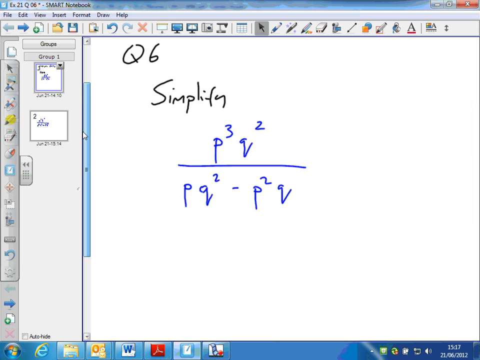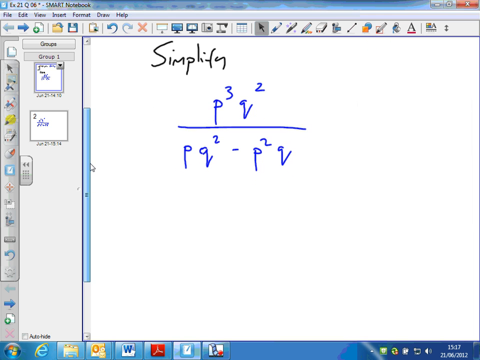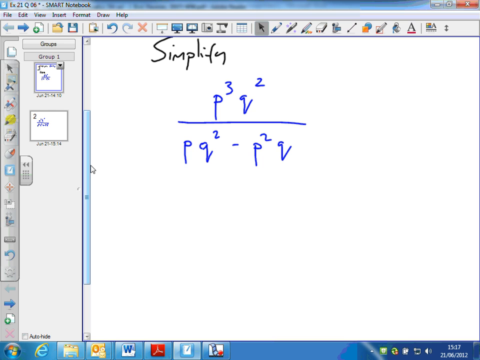There is question number 6. Simplify this expression here. Now let's just look at it for a moment. It's a bit tricky, this one. You have to think about it for a second. What are we allowed to do?